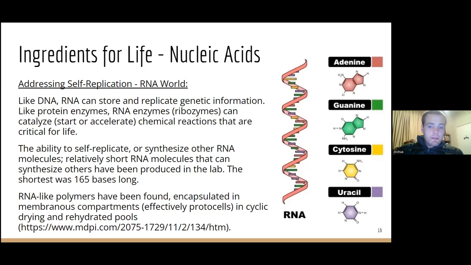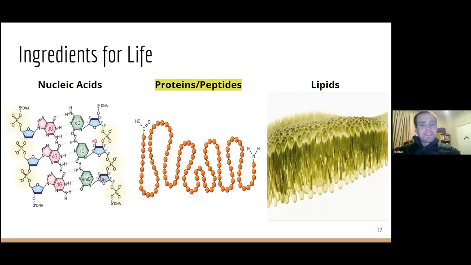And I've got the paper there in case anyone wants to look that up. I haven't actually read the paper myself, so I couldn't critique it, or whether my expertise will even give that, I'm not too sure. But anyway, so that's nucleic acids.